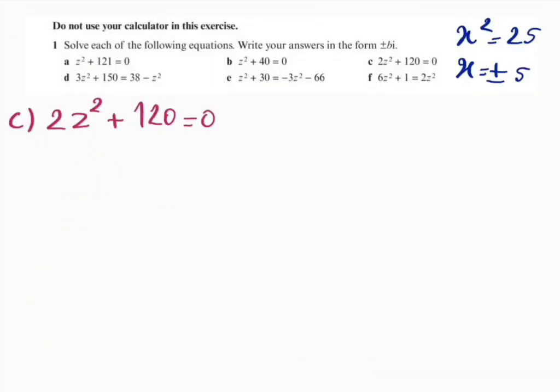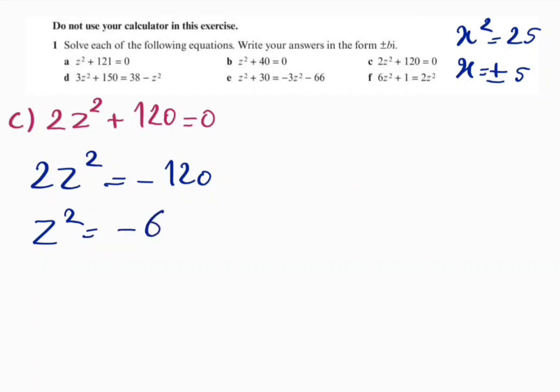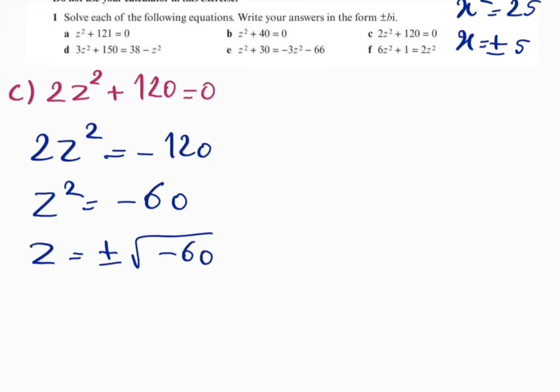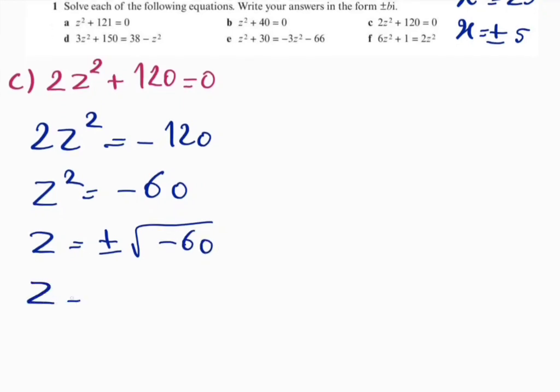C, 2z squared plus 120 is 0. So take away 120, and we get 2z squared is minus 120. Let's divide by 2. z squared is minus 60. Now take the square root. z is equal to plus or minus root minus 60, but we can write this as plus or minus root 60i by just splitting the square roots.